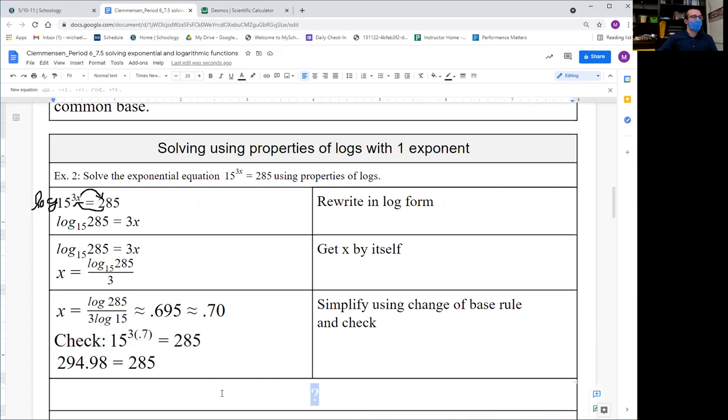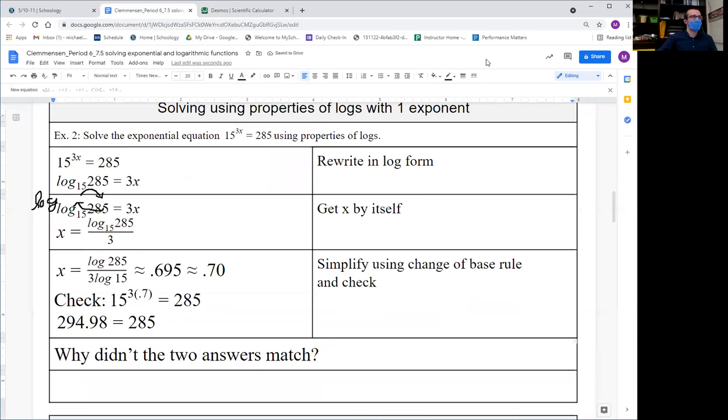Now I have a question for you. Hopefully this won't take too long. This is not too hard to think about. Why didn't the two answers match? We did all the correct work. I would like you to write something down right here on why this one and this one did not match. What went wrong where these two didn't match? Please put something down right there. Why didn't our final check match up? Put something down.